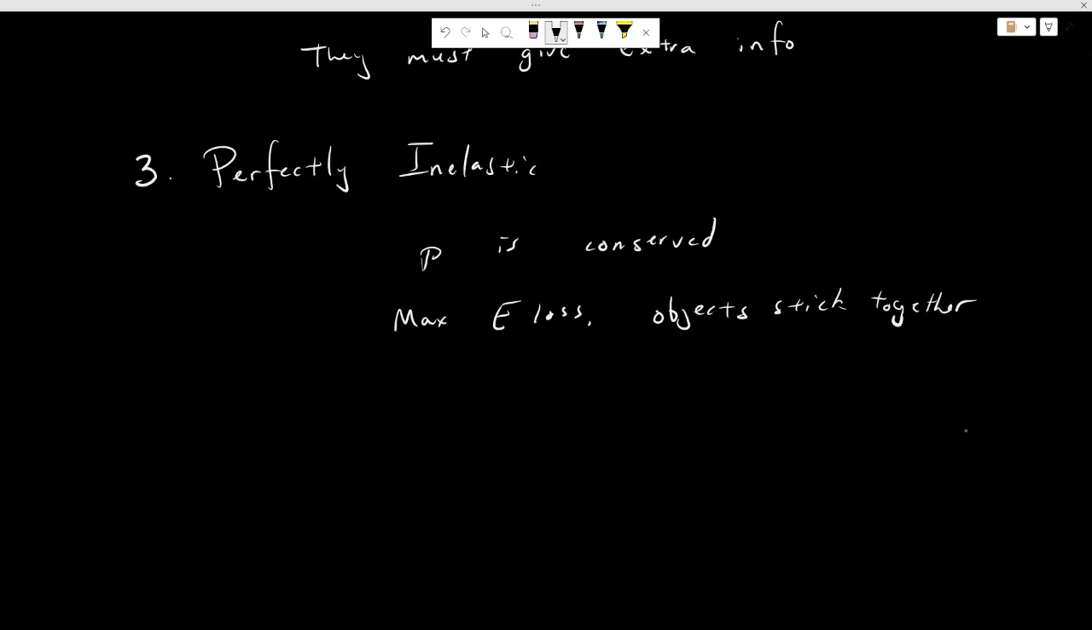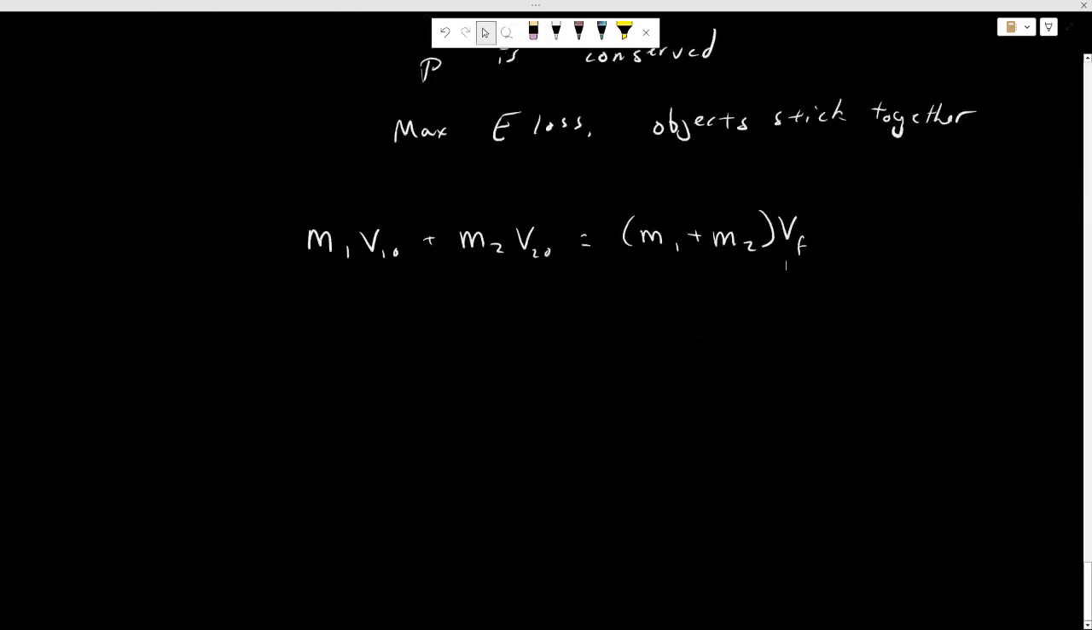All right, so in this case, we have M1 V1 initial plus M2 V2 initial is equal to, well, if the objects stick together, then we end up with a sum of the objects' mass, right, as our final object. And then that only has one velocity. So now again, if they give us all the information at the beginning, we can figure out all the information at the end because we have some V final, right? And it's the same V final.